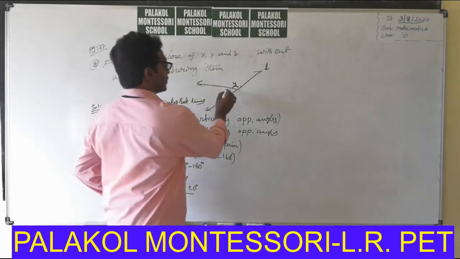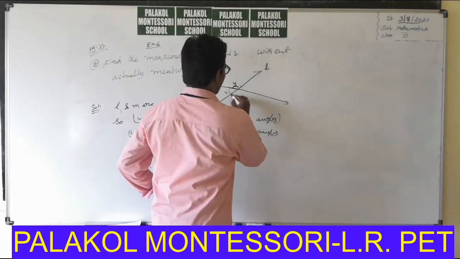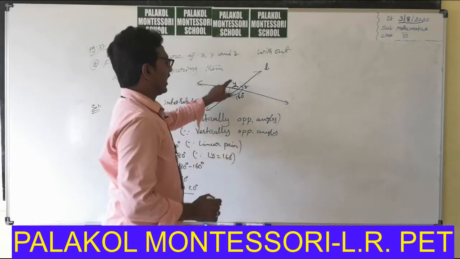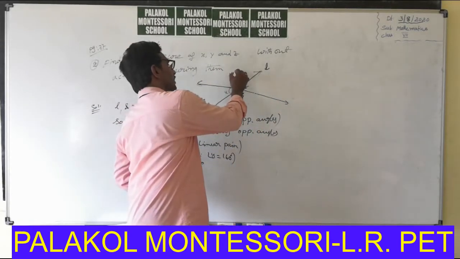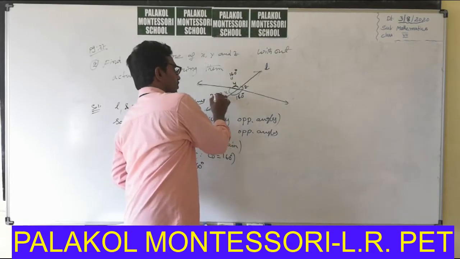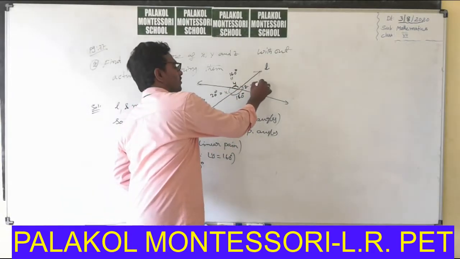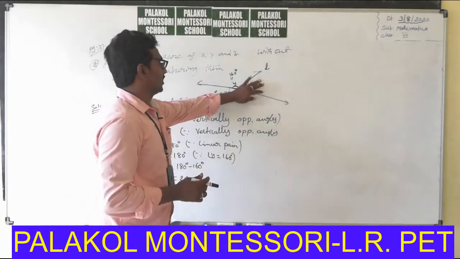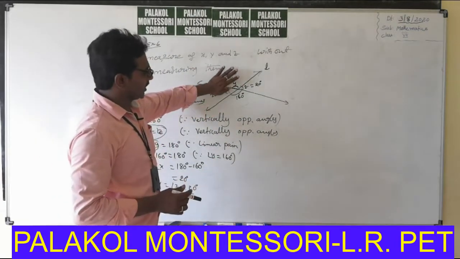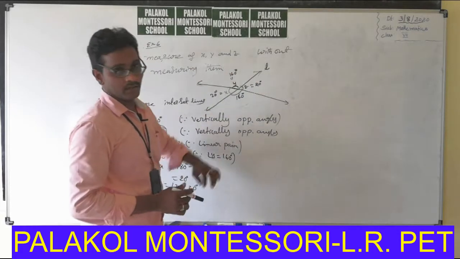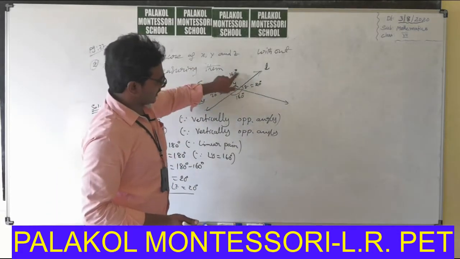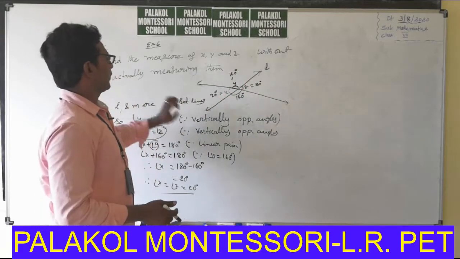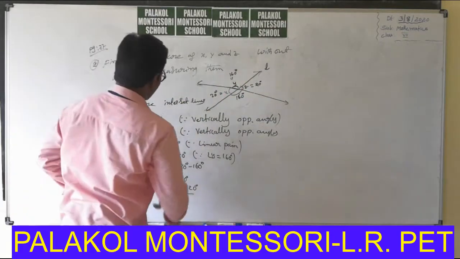Come to the point. See the original diagram. Angle y is 160 degrees, angle x is 20 degrees, and this is 20 degrees. Once you check it: 160 plus 20 is 180. This side, 160 plus 20 is 180. So it forms a linear pair, everyone. Okay, clear?